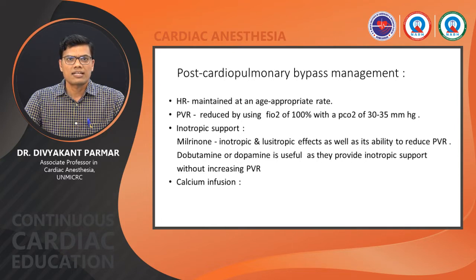Inotropic support is started. Milrinone is preferred due to its inotropic and lusitropic effects, as well as its ability to reduce PVR. Dobutamine or dopamine is also useful because of its inotropic action without increasing the PVR. Adrenaline may be added if there is ventricular dysfunction. Calcium infusion is also useful if there is associated DiGeorge syndrome, which will cause hypocalcemia.